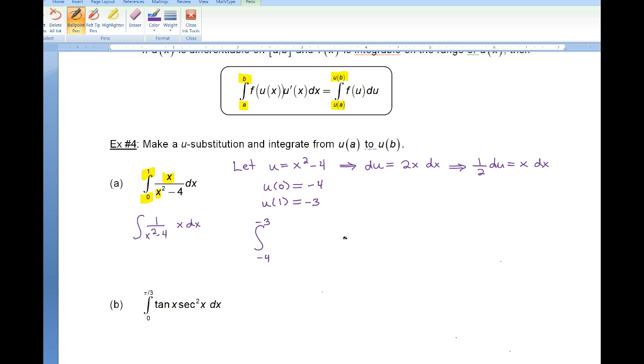Okay, so now, remember how I had a 1/2 out in front? So I'm going to put a 1/2 here, right? Because this is 1/2 du, and this is going to be 1 over u. Let me just pause there, make sure you understand.